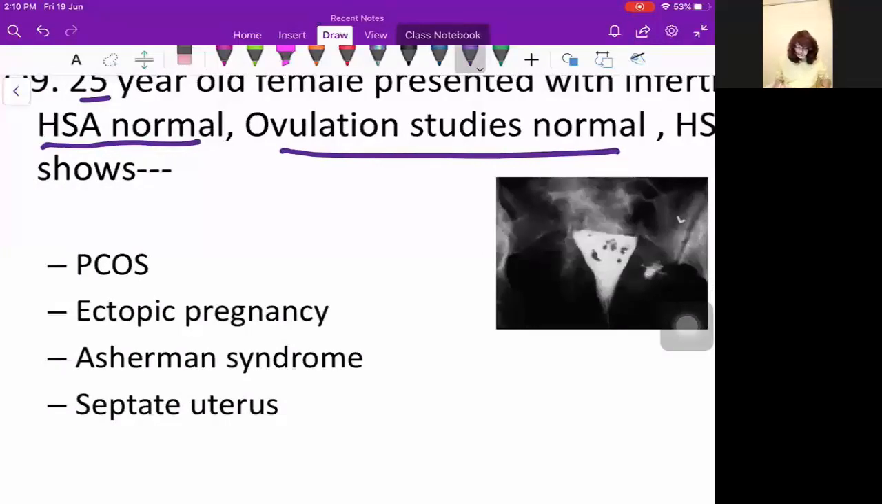uterus? First of all, this is an image of the uterus. So PCOS is already ruled out. PCOS, that is polycystic ovarian disease, occurs in the ovary. Number 2, ectopic pregnancy. Again, why should we be doing HSG in ectopic pregnancy? Number 3, Asherman syndrome or septate uterus.